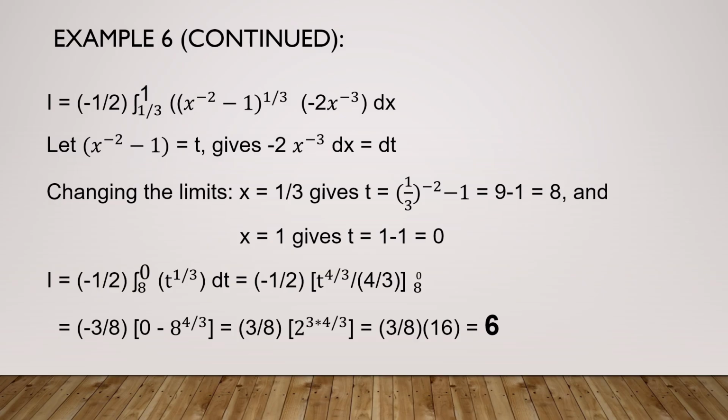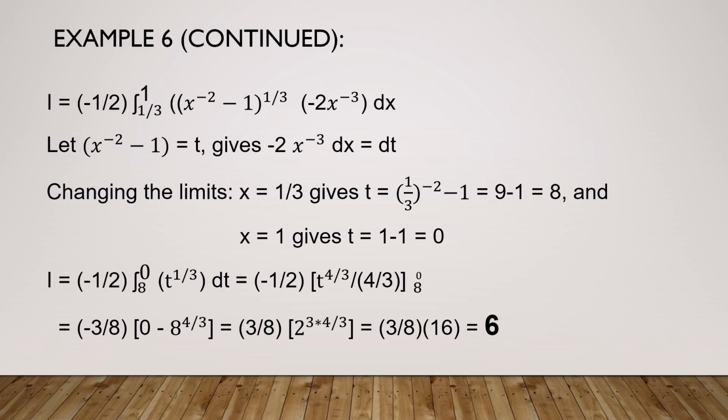When x is 1 upon 3, t is equal to x raised to minus 2 minus 1. So it is 1 upon 3 raised to minus 2 minus 1. When you simplify this, it will give you 8. When x is 1, t is equal to 1 raised to minus 2 minus 1, which is 0. So the original limits have now changed: the lower limit has become 8 and the upper limit has become 0.